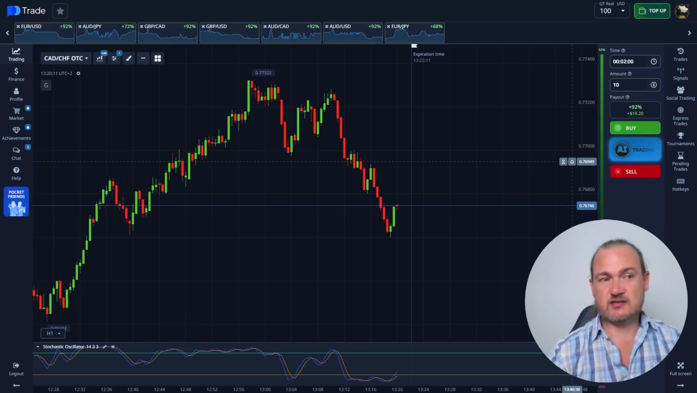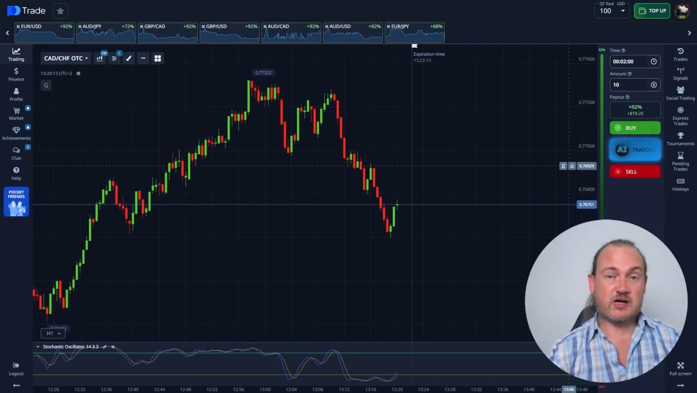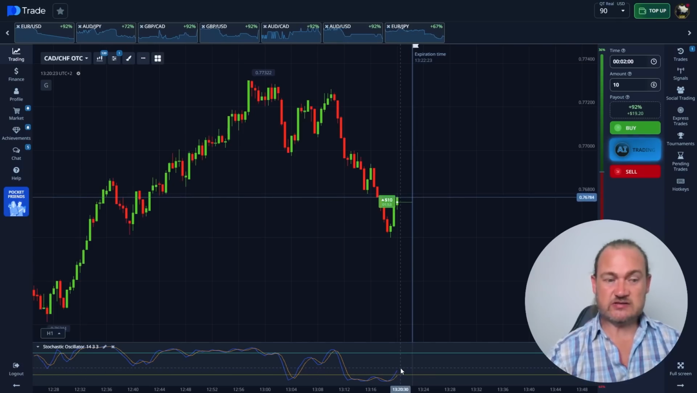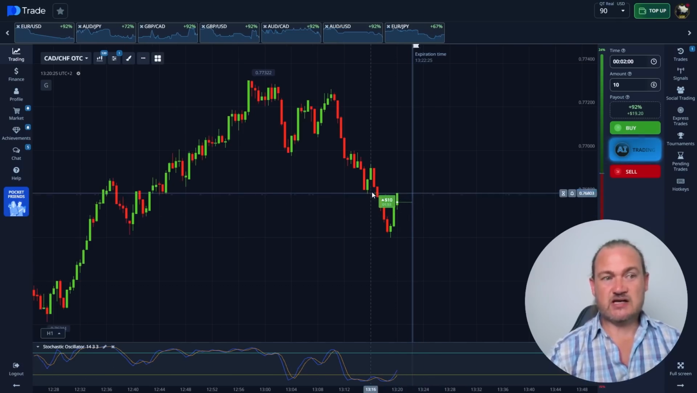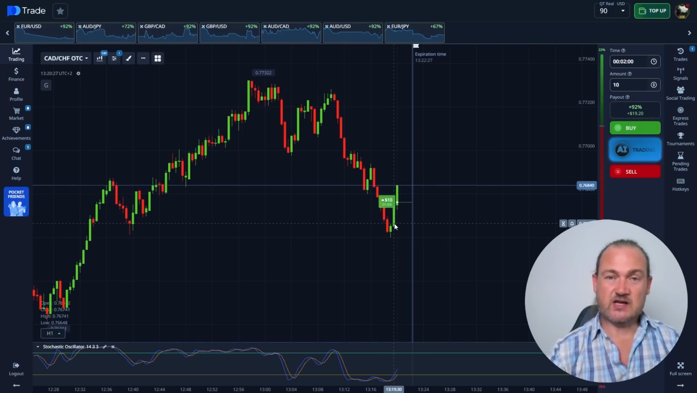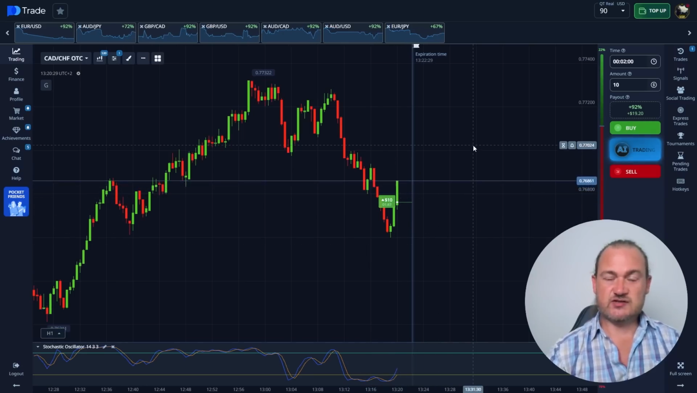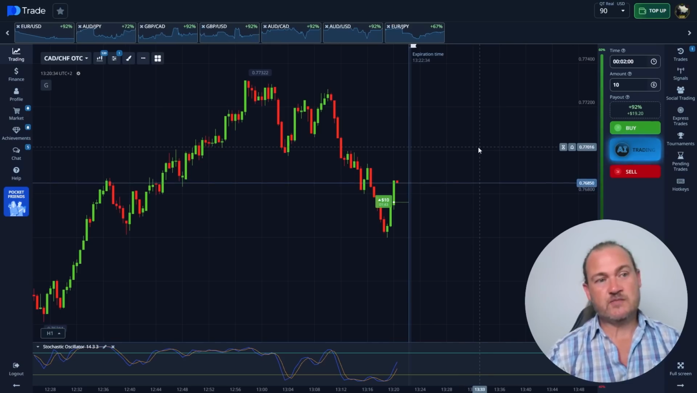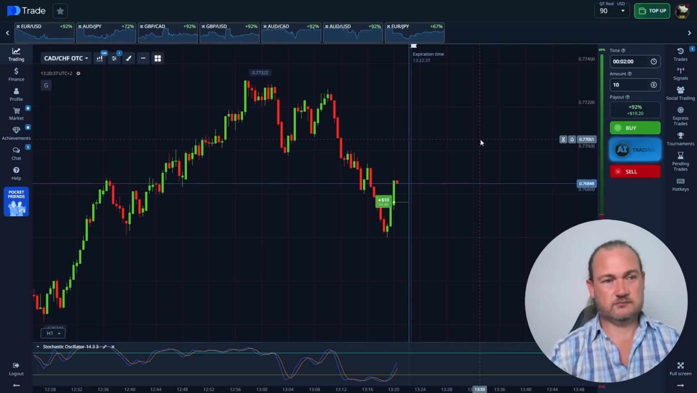Okay, so here's a trade setup that falls within the parameters of our strategy. Stochastic has started moving out of the oversold area and started heading upwards, and we're just going to place a trade in that direction. So it's a 2-minute expiry trade. Now we just need to wait for the timer to run out and our trade to finish.